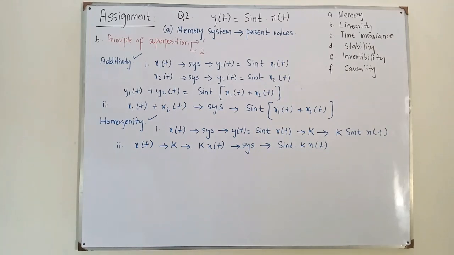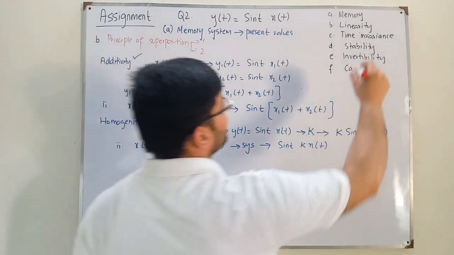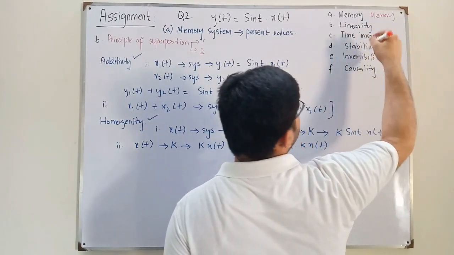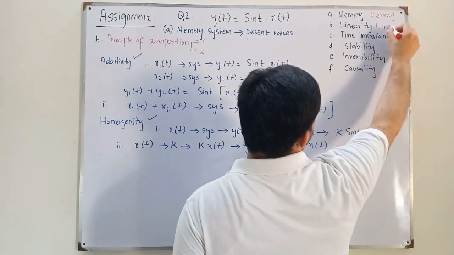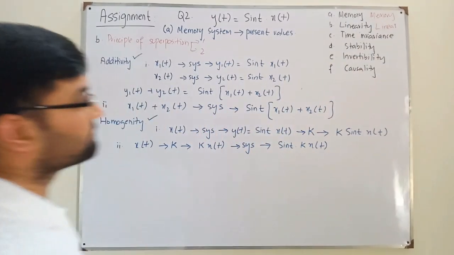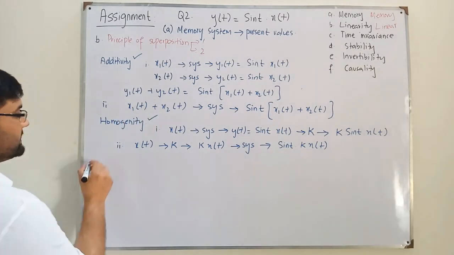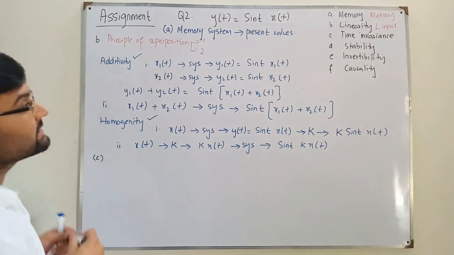So part B says what? Part A stated that it was a memory system. Part B is on linearity, so they state this is a linear system. Now the next is on time variance. So part C is on time variance.